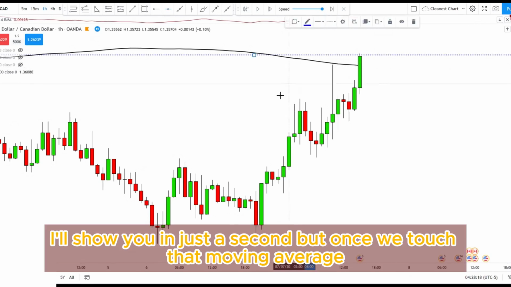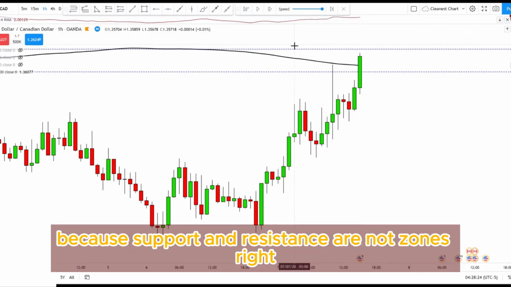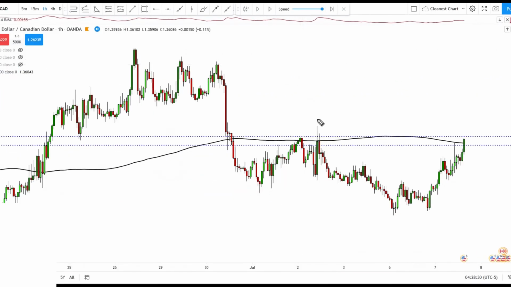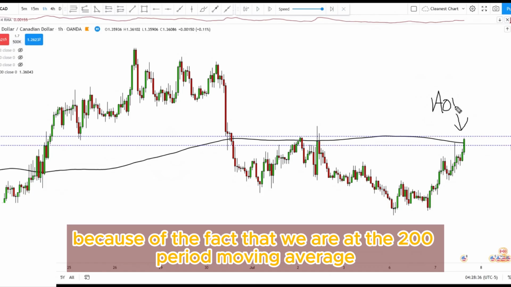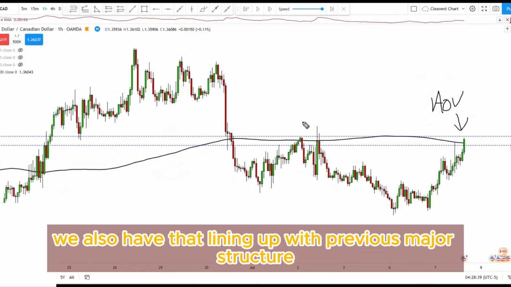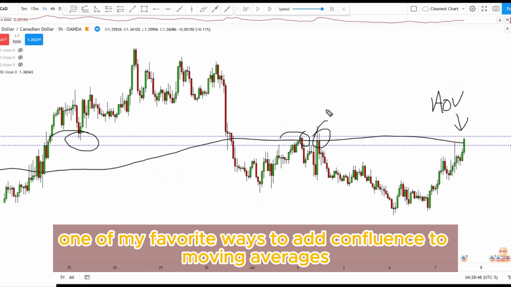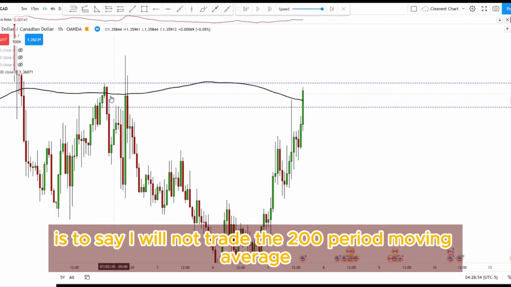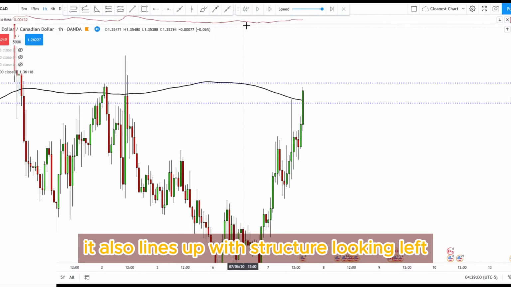But once we touch that moving average, I'm going to put a horizontal line there, and actually I'm going to make this a zone because support and resistance are not zones, right? But if I look left from this zone that I have, what do you see? This is not only the market hitting an area of value because of the fact that we are at the 200-period moving average. We also have that lining up with previous major structure resistance and support. So one of my favorite ways to add confluence to moving averages is to say, I will not trade the 200-period moving average unless when the market hits the 200-period moving average, it also lines up with structure looking left.